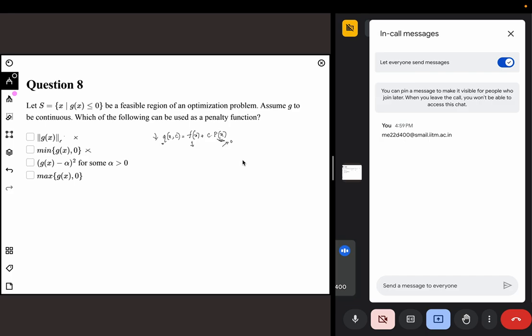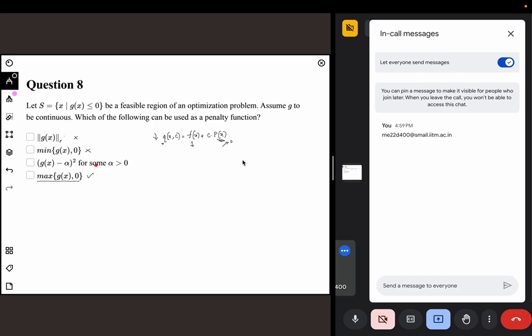Like we have already seen, this particular quantity will represent the region, because if g of x is negative, it will go to 0, which means p will be 0 and then I'm minimizing f of x. If it's outside the region, then g of x will be positive and that will enter the penalty function, and when I minimize this, the algorithm will try to reduce p of x to 0. So g of x will get reduced and this feasible region is represented.